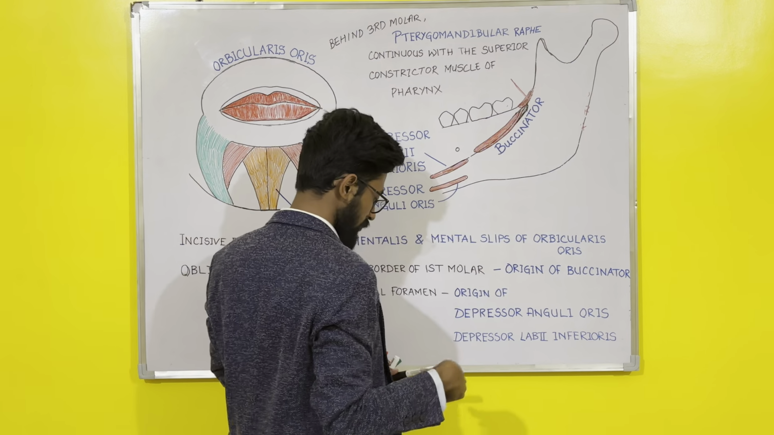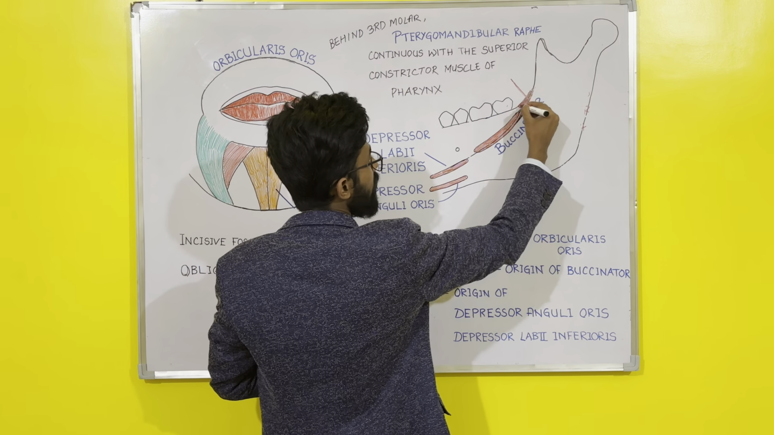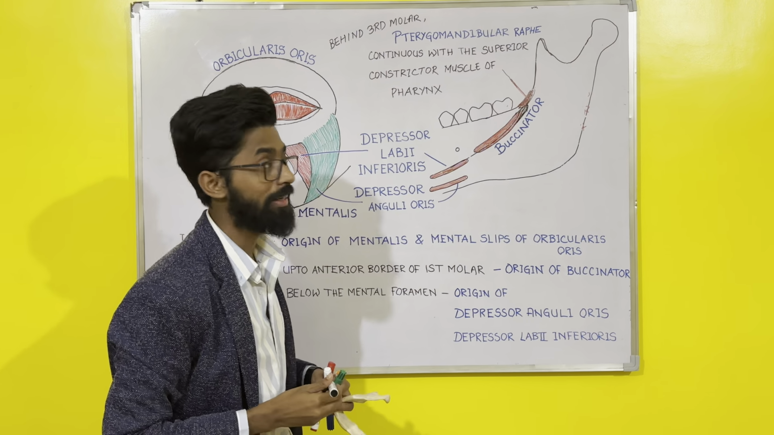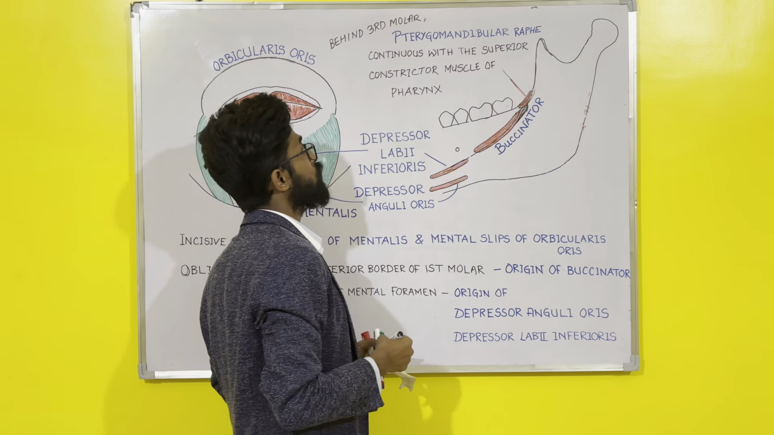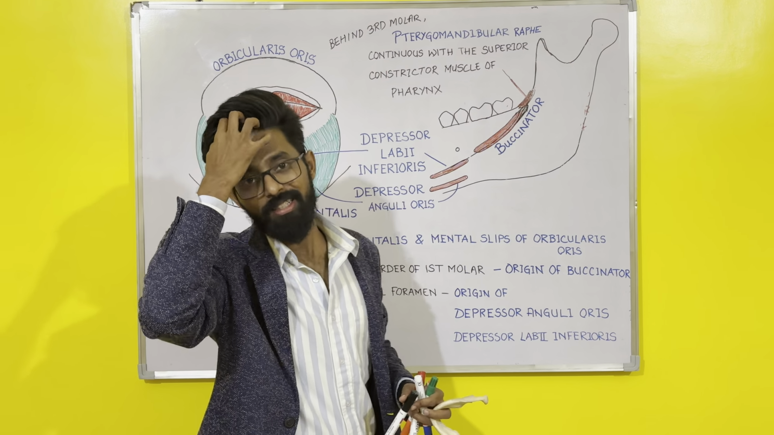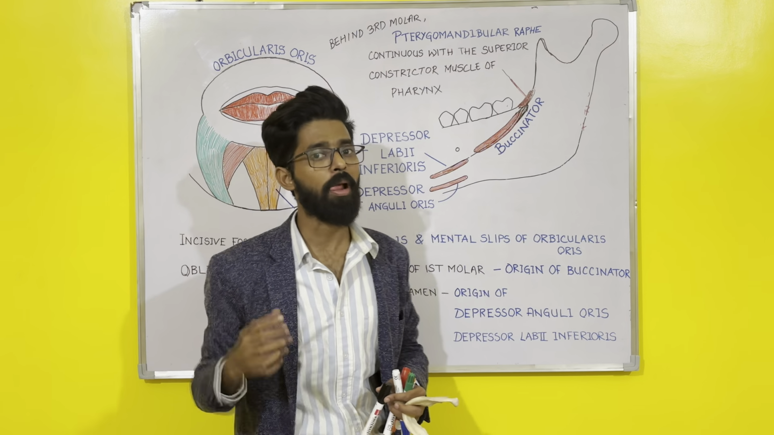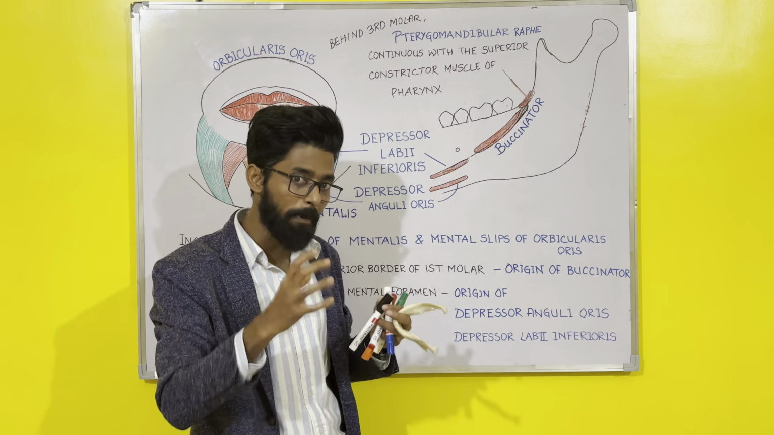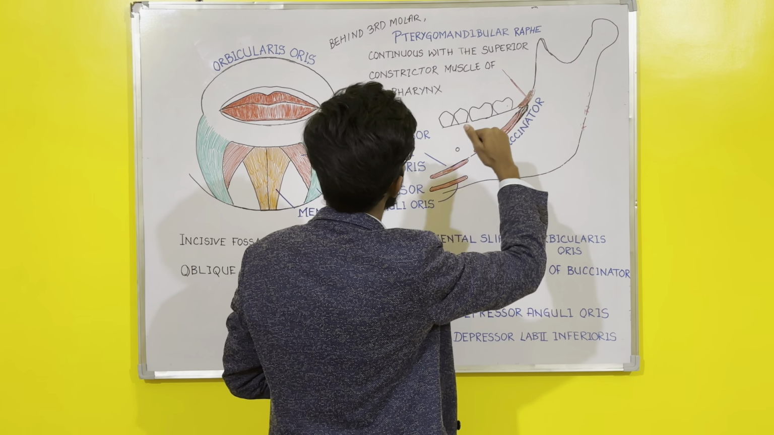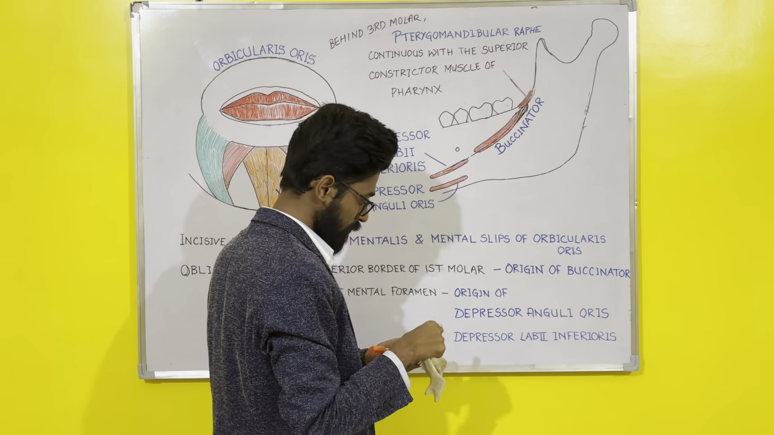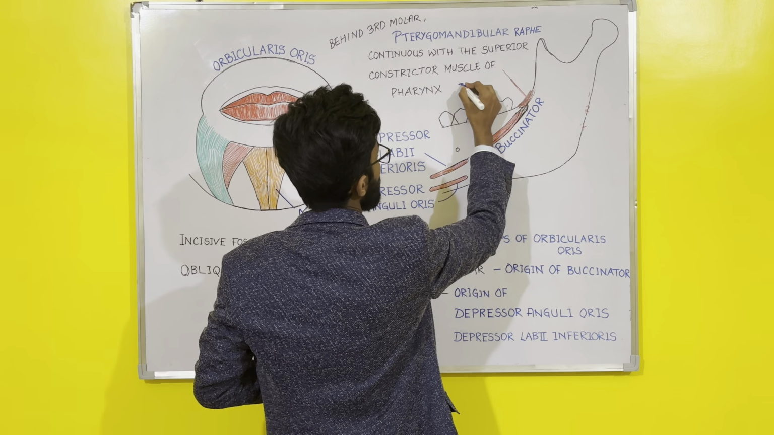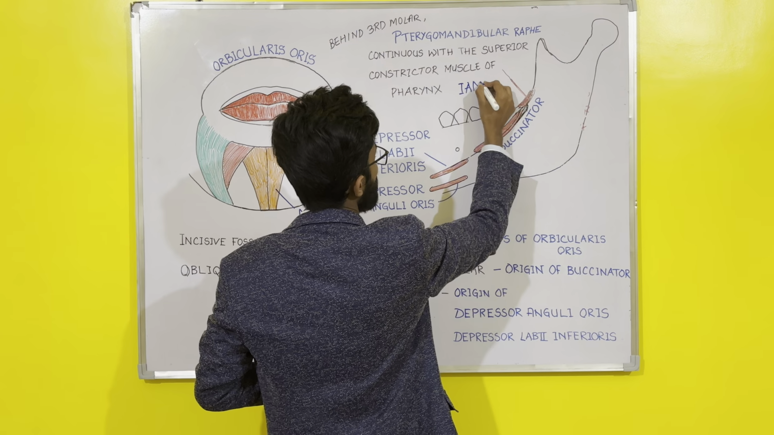This red one is the pterygomandibular raphe, which is present just behind the third molar teeth, and it is continuous with the superior constrictor muscle of the pharynx. Superior constrictor muscle is a pharyngeal muscle, a big muscle. It has many origins and many parts. One part originates from the pterygomandibular raphe, this region. Now the pterygomandibular raphe is a very important landmark for inferior alveolar nerve block.